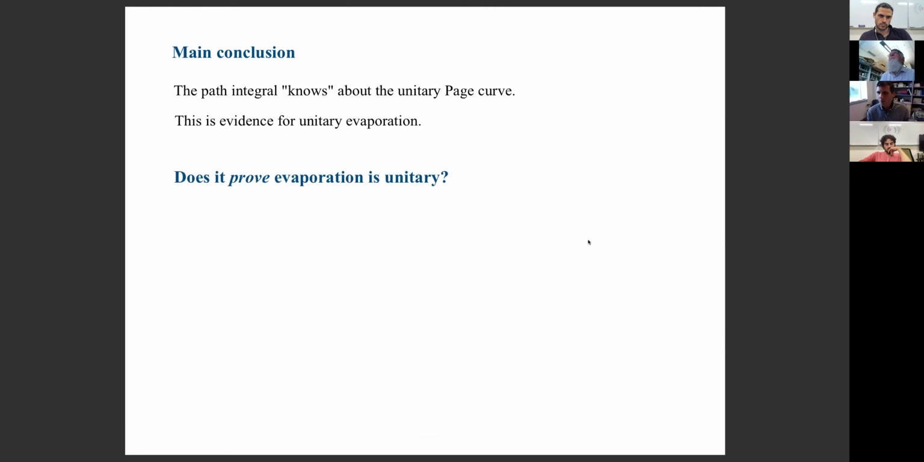Does it prove that evaporation is unitary? No, it doesn't prove that. This is the caveat that I mentioned at the beginning. So let me explain what I mean.